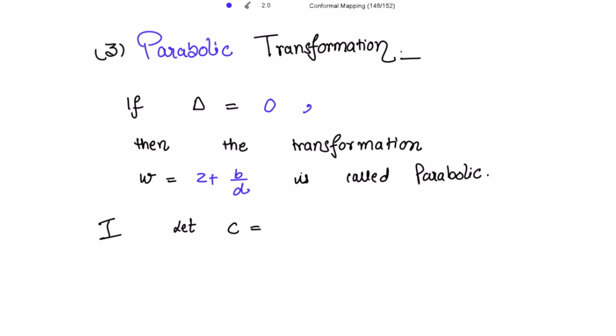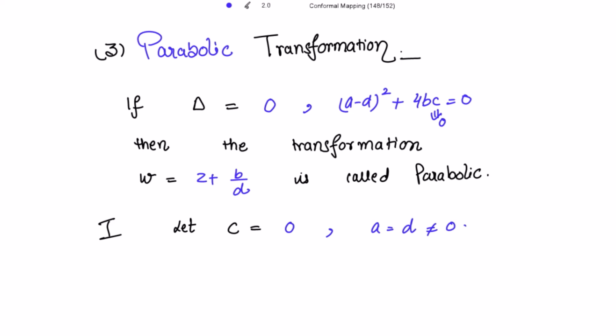And delta equal to 0 means what? Delta is (a minus d) whole square plus 4bc, which is equal to 0. And in the first case, the condition is let c equal to 0. So when c equal to 0, we put c equal to 0 over here. Then we get (a minus d) whole square to be equal to 0, that is a is equal to d. So in this case, we also have a is equal to d, which is non-zero.